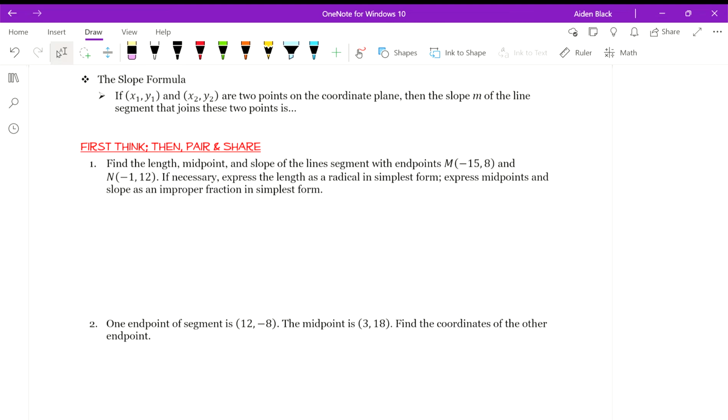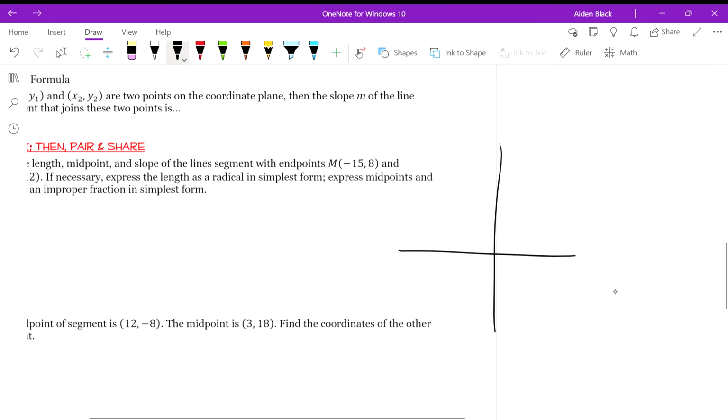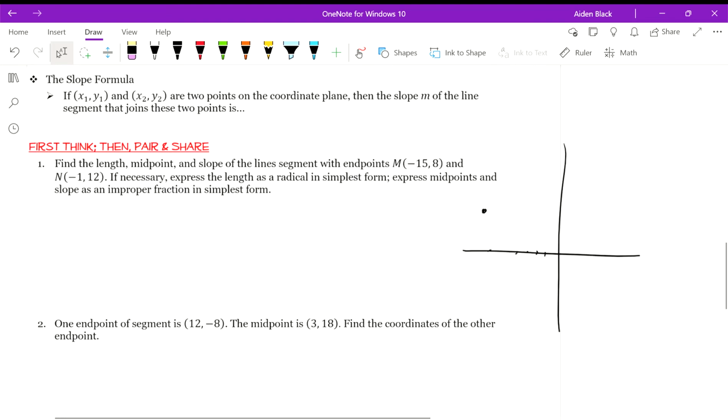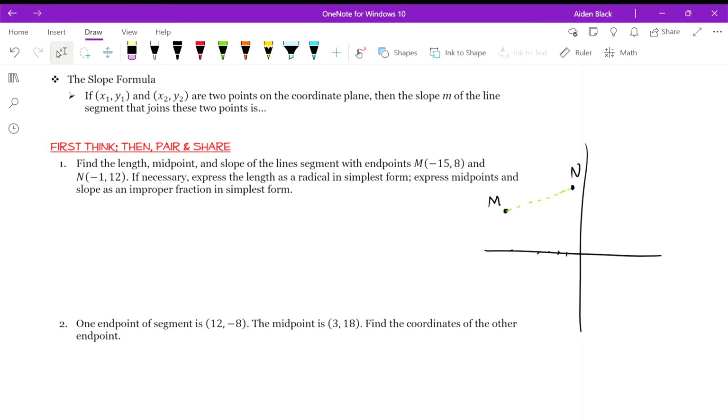So we have M, which is located, I'm going to plot this out so I can visually see this. Negative 15, so that's all the way down here. Positive 8, so that's right here. It's just an estimate. And then N is at negative 1, 12. So there's N. So if we wanted to find the length of this segment, we would just find the distance between those 2 points.